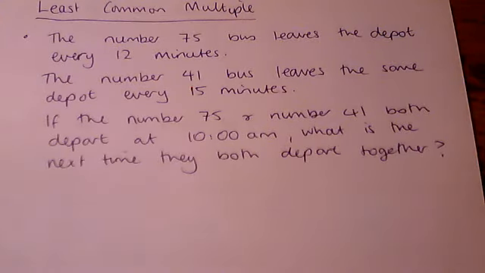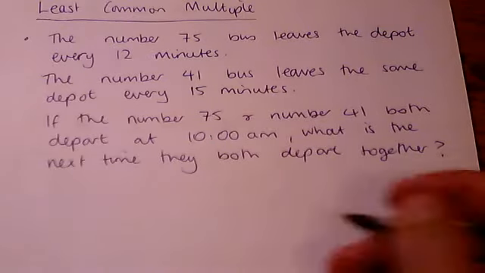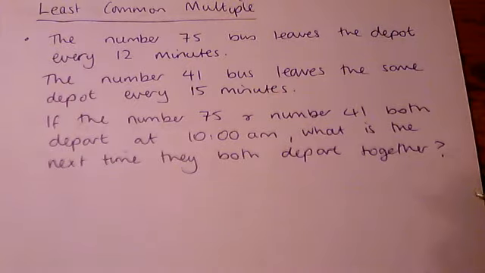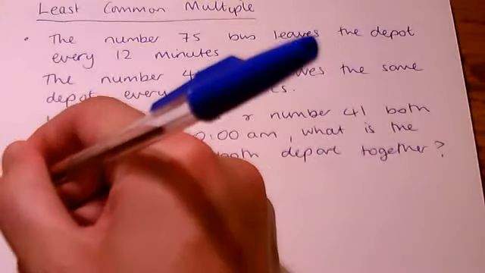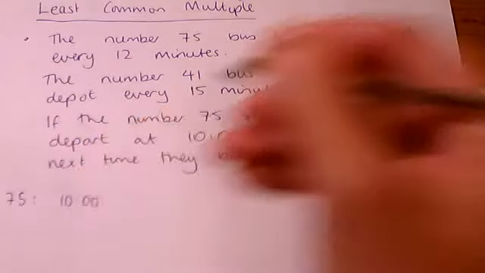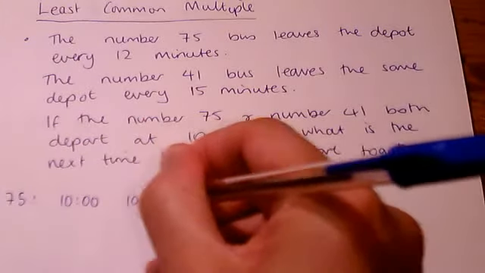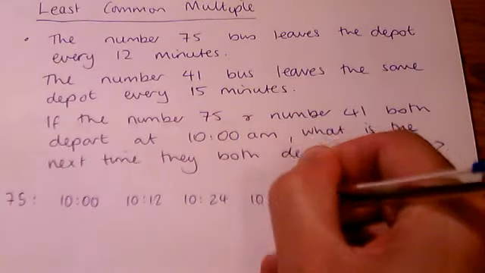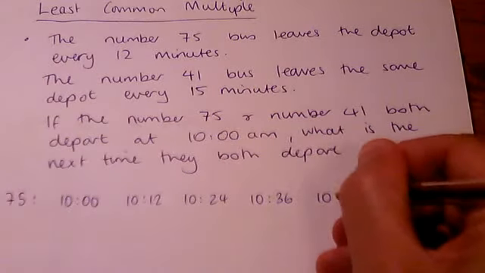they both depart together? So you could have yourself a little list here, much like we did to begin with for the factors. We could write a little list. We could say, okay, well, the number 75 is starting at 10 o'clock and it's going every 12 minutes. So let's just go up 12 minutes each time.